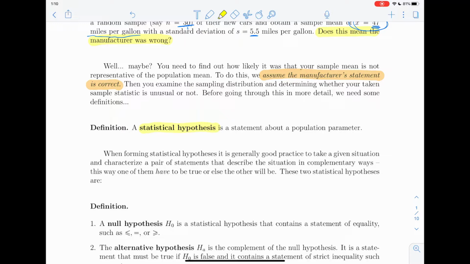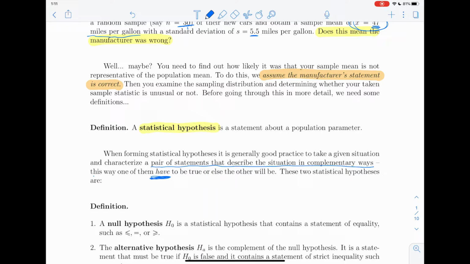The way we're going to move forward is that every time we encounter some sort of claim or situation, we're going to define two particular statistical hypotheses. We're going to characterize any given situation with a pair of statements that describe it in complementary ways. What that means is that one of them has to be true. We're setting up two statements such that if one doesn't occur, the other one has to occur.